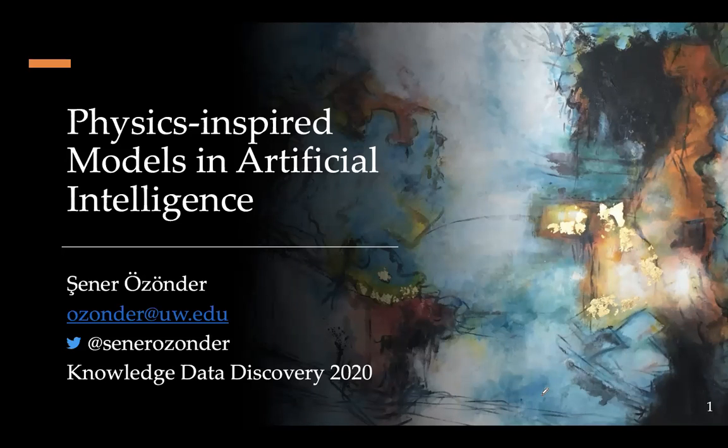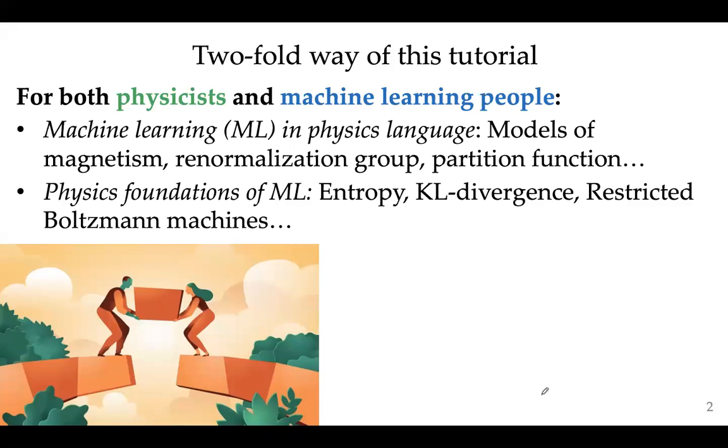In this tutorial, I'm going to talk about physics-inspired models in artificial intelligence. This tutorial is intended for both physicists and machine learning people. I'm going to try to explain machine learning in physics language. In physics, there are models of magnetism, there are ideas of renormalization group, or concepts like partition function. Also, I'm going to go into the details of physics foundations of machine learning. I'm going to talk about entropy, KL divergence, restricted Boltzmann machines, and more.